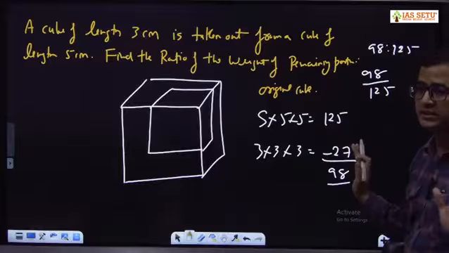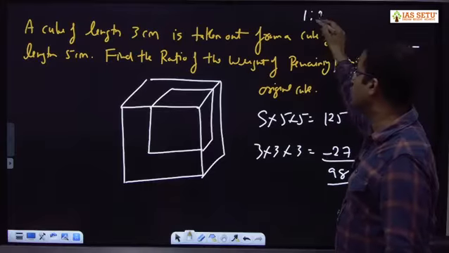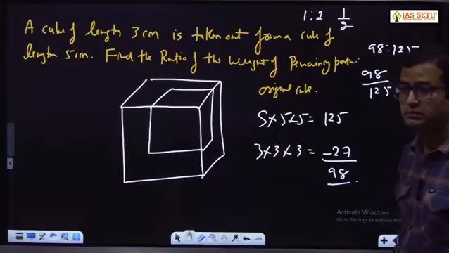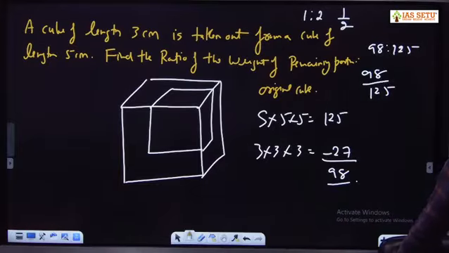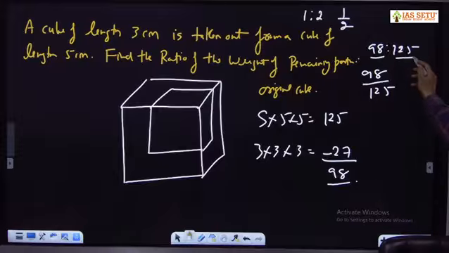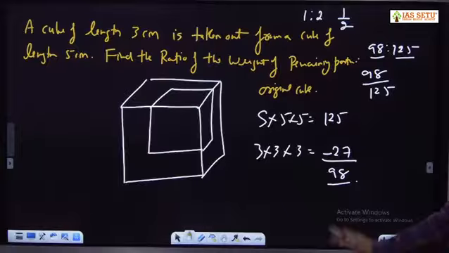Ratio and fraction are same. 1 is to 2, you can write 1 by 2. रेशियो को फ्रैक्शन की तरह लिखा जा सकता है. 1 is to 2 को 1 by 2 लिख सकते हैं. So either 98 is to 125 or 98 upon 125 of the original. Is it clear? Any doubt?